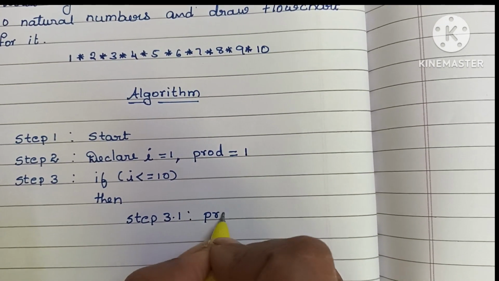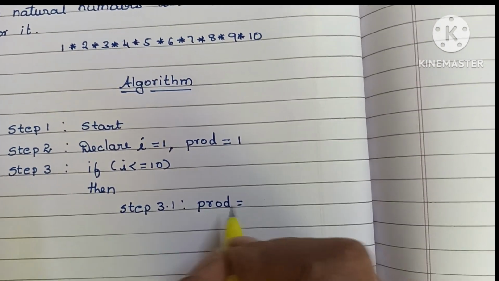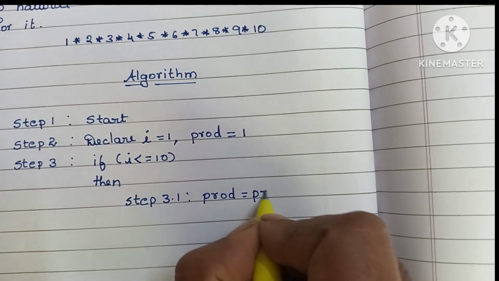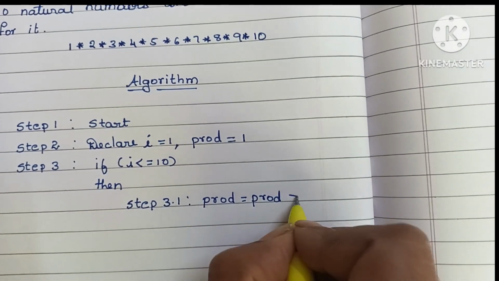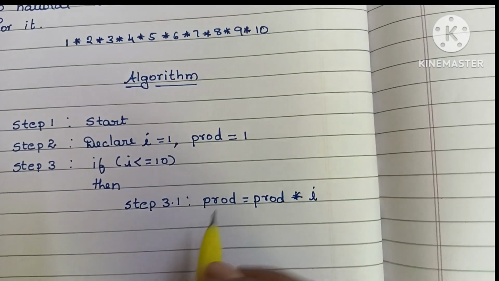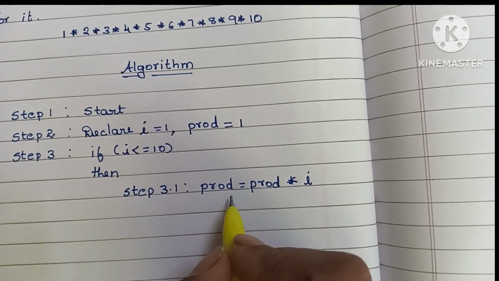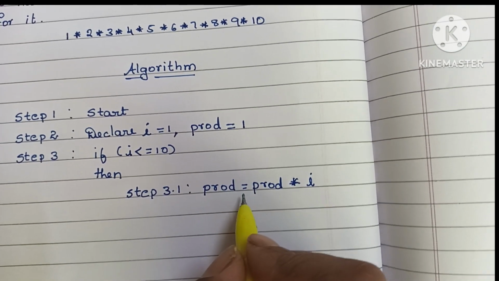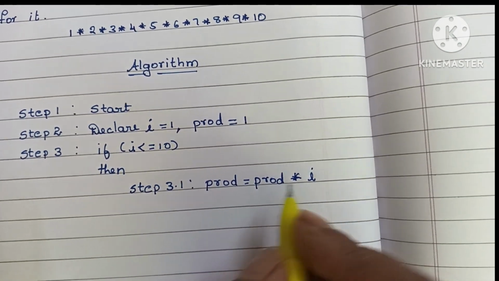Here we have to find the product. PROD, this variable, represents the product. Here we have to calculate the product value using the formula product into I. PROD is equal to PROD into I.